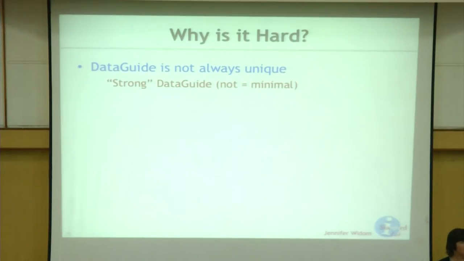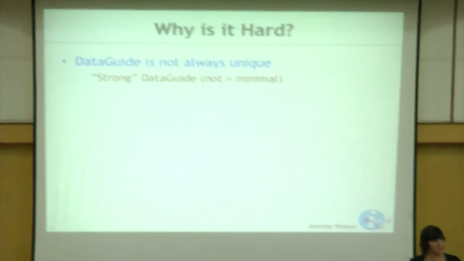Okay, so there were some serious technical challenges. First of all, the data guide, by the definition I gave you, is not always unique. You can have multiple different data guides, multiple different objects, graphs for a database that satisfy those properties, that every path in the database is in the data guide and every path in the data guide is in the database. Those were the two properties. And there, especially when you have a DAG or cycles.